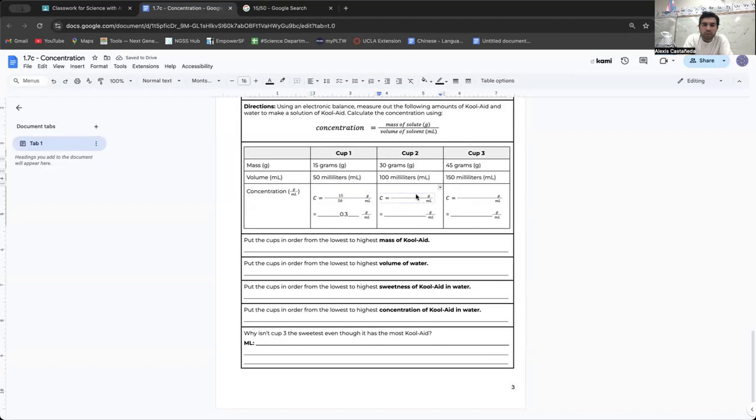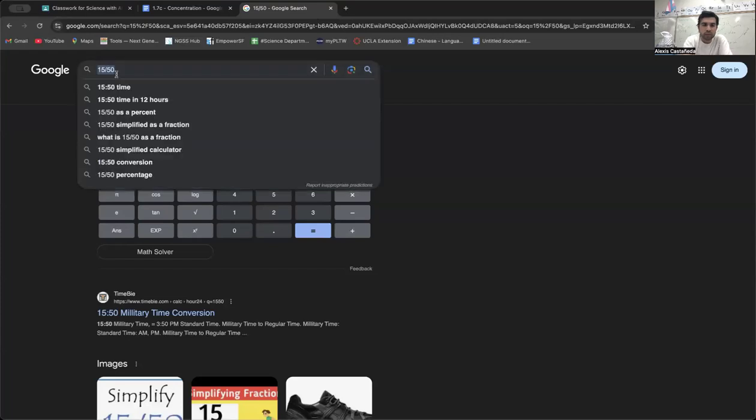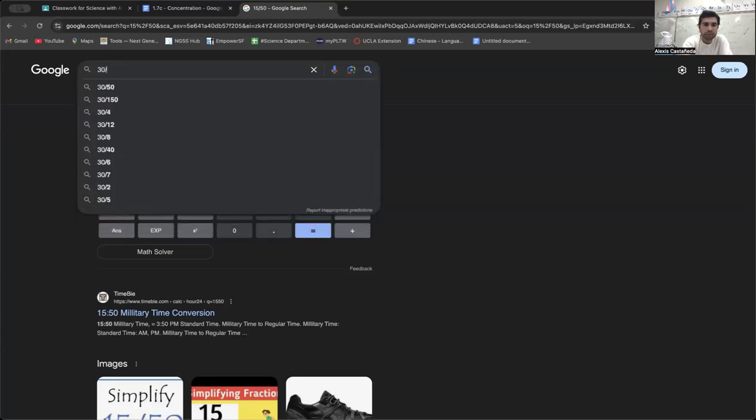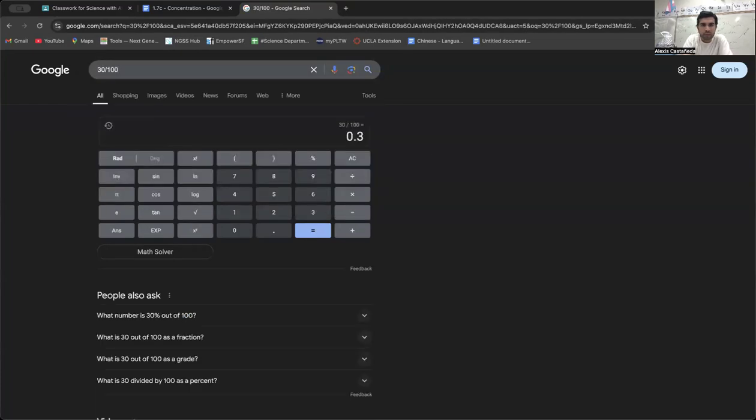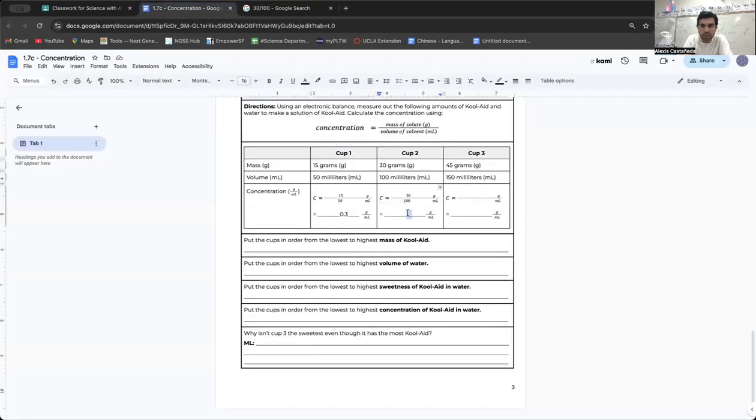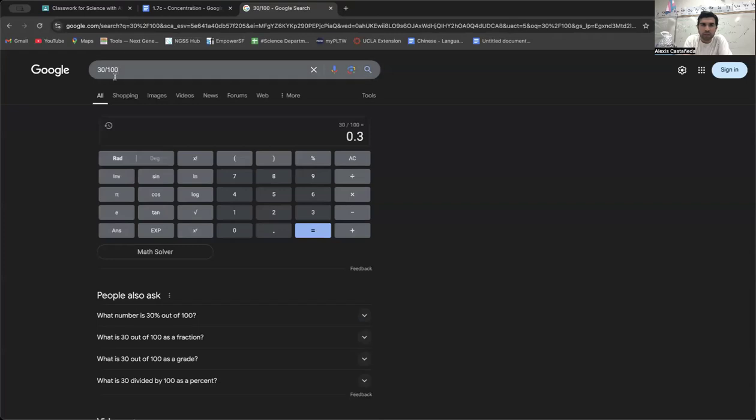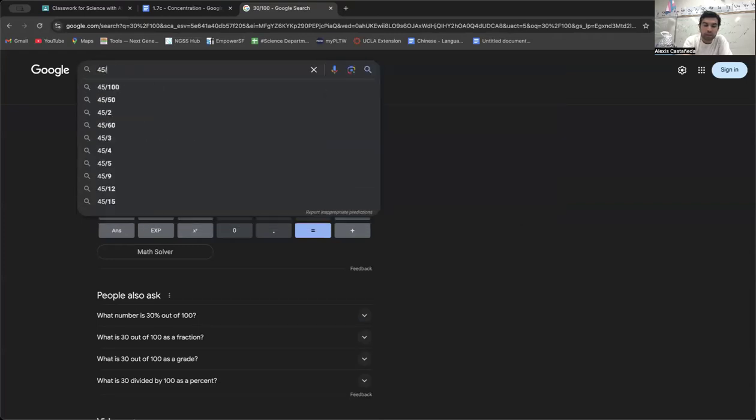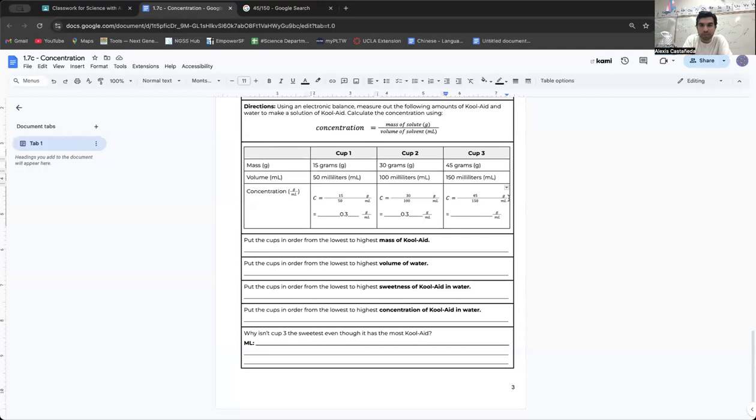For the second one, we're going to do 30 grams divided by 100 milliliters. So 30 divided by 100, and this will give us 0.3 as well. And then for the third one, we're going to have 45 grams divided by 150 milliliters. So 45 divided by 150, we get also 0.3.